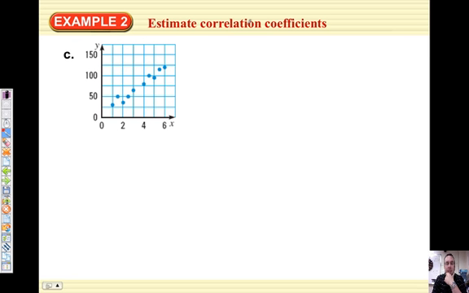Estimate again. What do you think this has? It's a positive relationship, so it's either going to be a positive 0.5 or a positive 1. It's really close to a line, right? You can draw a line. That'd be a positive 1 because it's pretty strong.